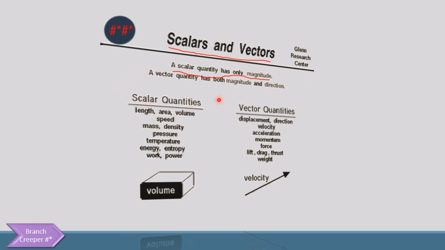In scalar quantities, examples are length, area, volume, speed, mass, density, pressure, temperature, energy, entropy, work, power, etc. Some examples of vector quantities are displacement, which has both magnitude and direction, velocity, acceleration, momentum, force, lift, drag, thrust, weight. And these all have units.